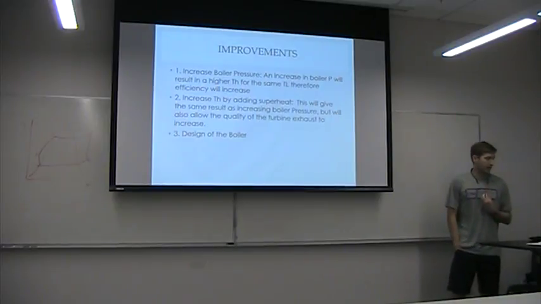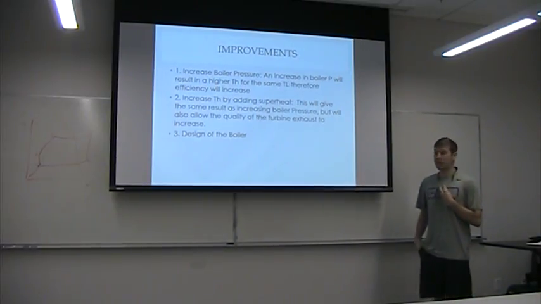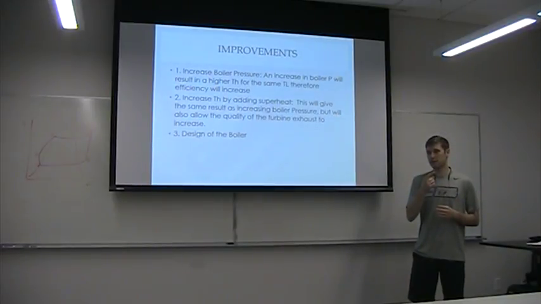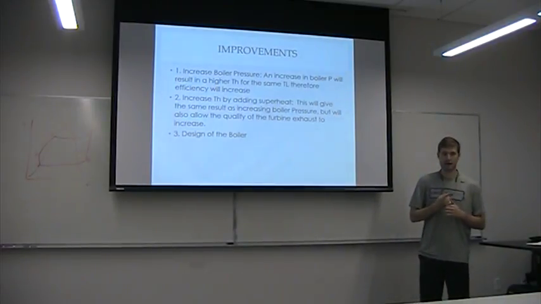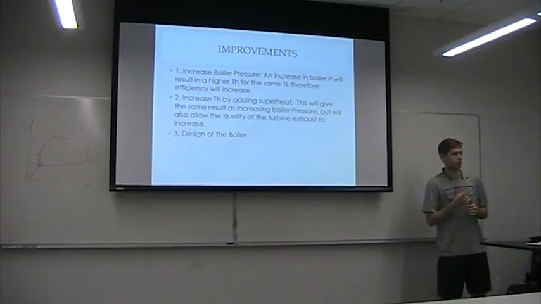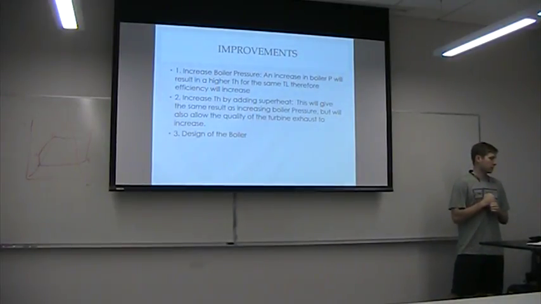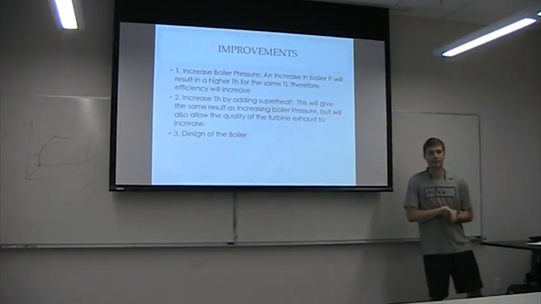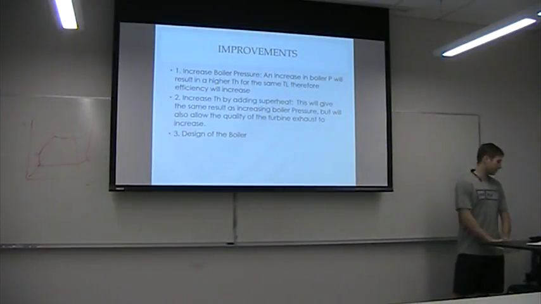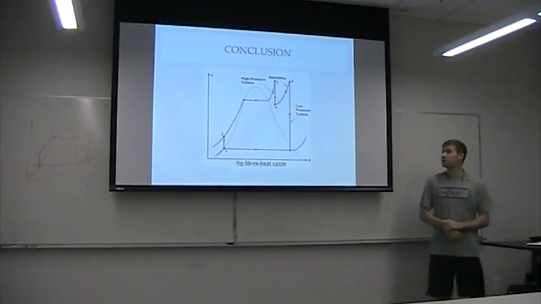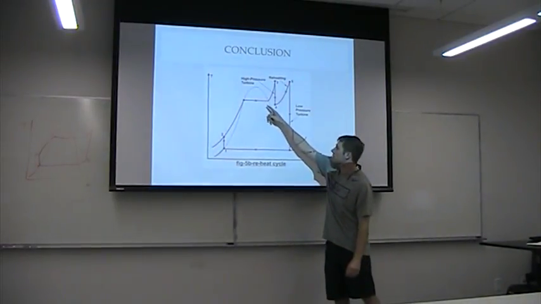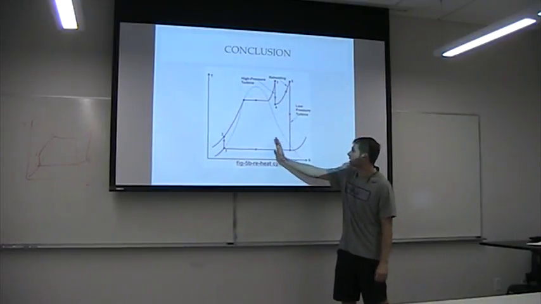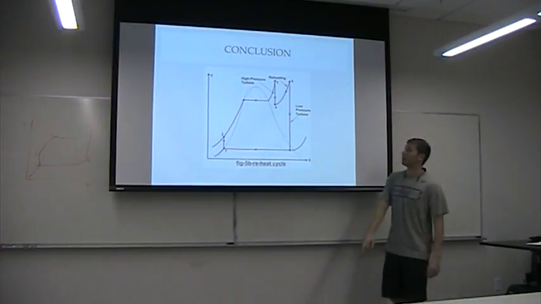You can also increase efficiency by adding superheat. Basically, this is going to run the water back through the boiler a second time so that it will superheat again before going into the turbine. Also, a third improvement is obviously the design of the boiler so it doesn't rust and we can't do our experiment. Conclusion: from our original graph, if you reheat it, you're going to get less work done, and therefore you'll have a higher efficiency.